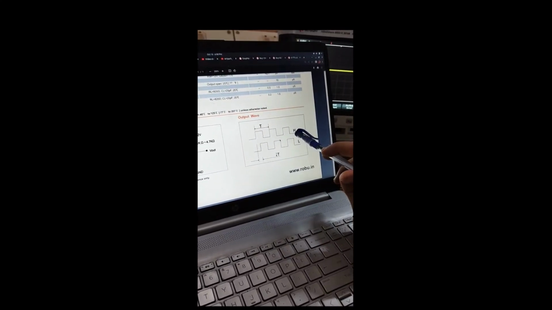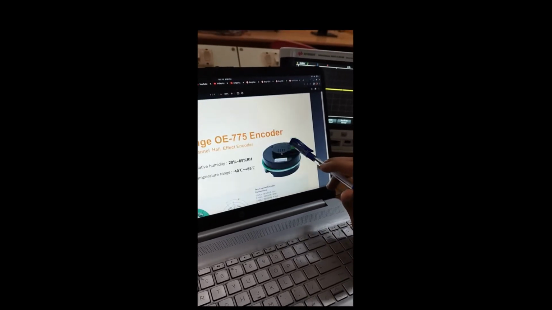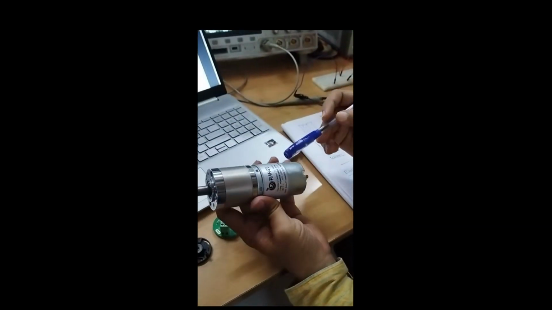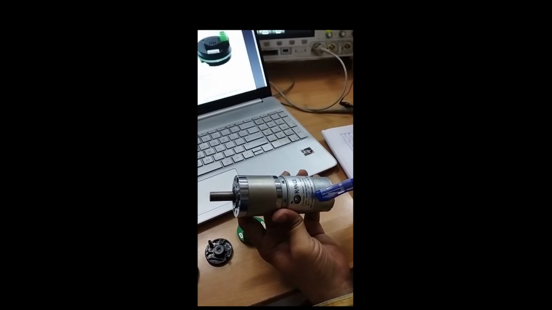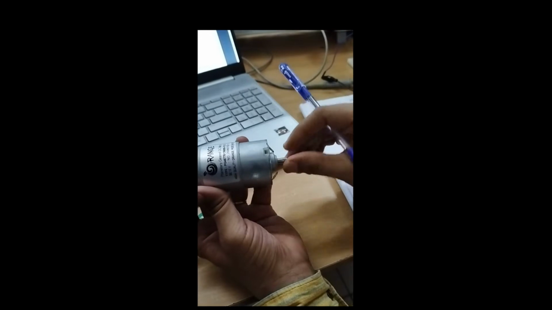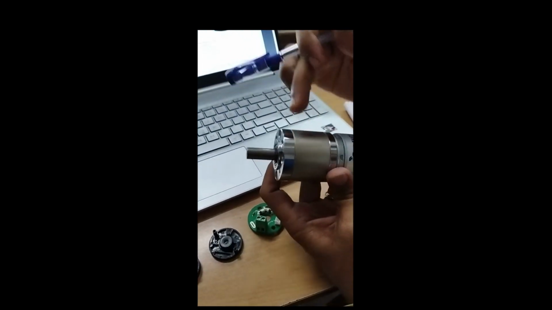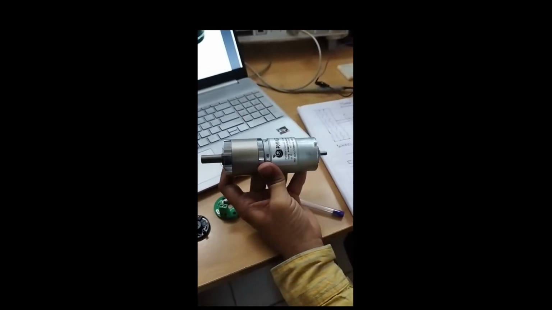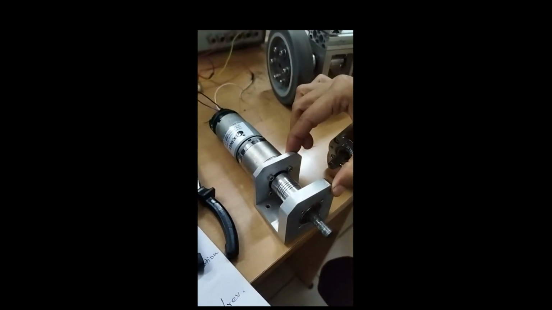If you want to see the motor and encoder physically, I can show you that, which will help you understand much more. If you see here, this is the motor which we are using. This is the DC 12 volt motor. This is the motor shaft. Here we connect the encoder, and this is the gearbox, and this is the gearbox output shaft, which is connected to the chassis.